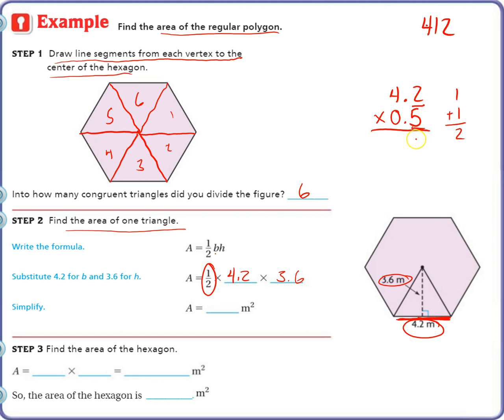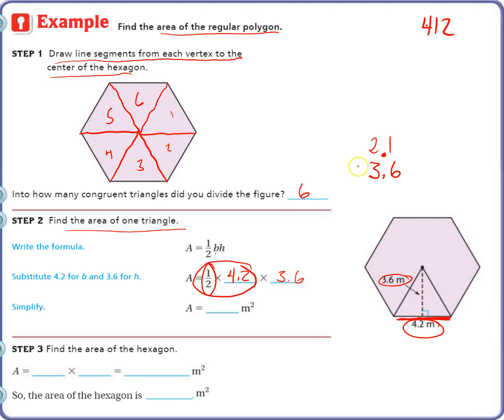5 times 2 is 10, carry my 1. 5 times 4 is 20, plus the 1 is 21. Then I move my decimal over twice. 1, 2, and there's my 2.1. So now I've multiplied these two numbers, and I got 2.1, and now I have to multiply that by 3.6. So I can get rid of that 0. It's behind the 1, so it doesn't change the value if I erase it.